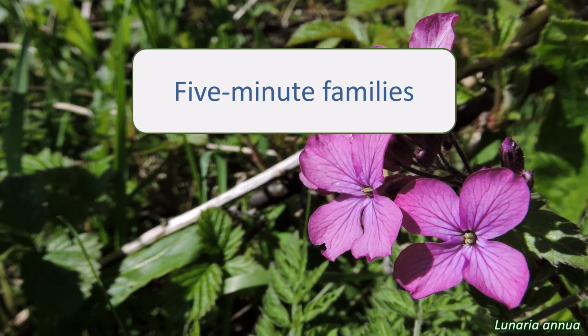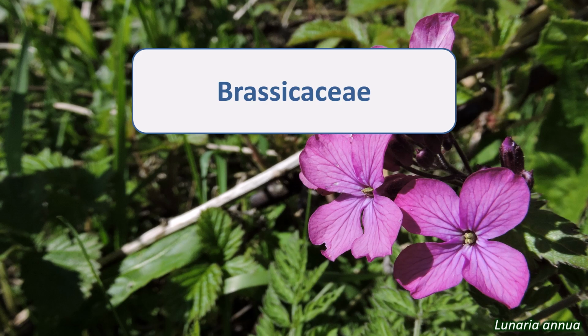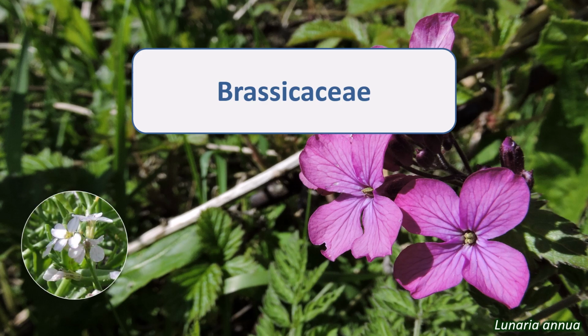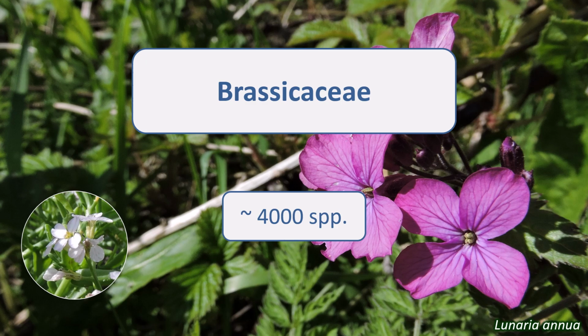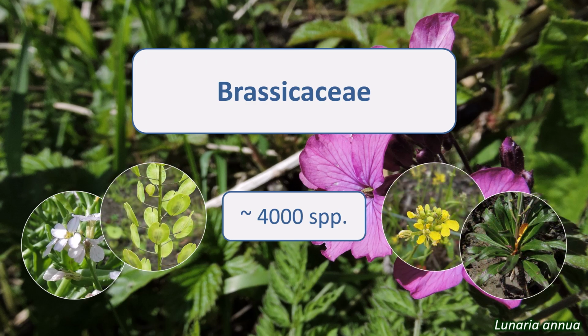Today we're going to look at the Brassicaceae, the cabbage or mustard family. This family is still sometimes referred to by its old name of Cruciferae, so called after the pattern of the flower petals found in these plants. Brassicaceae comprises 4,000 or so species of annual, biennial and perennial herbs and occasional shrubs. They are found across the world, though are most diverse in the temperate Northern Hemisphere.